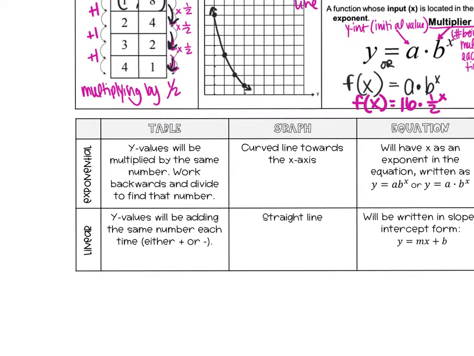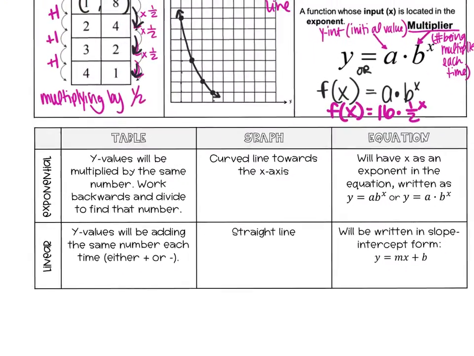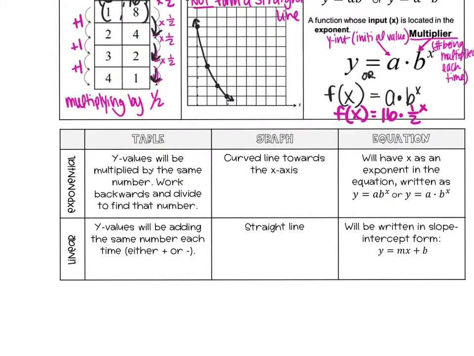Okay, and this is just kind of a reminder down here on this table in case you need to look back. So for exponential, like we just looked at, the y values are multiplied by the same number, so you can work backwards and divide to find that number. The graph is a curved line towards the x-axis, as we saw here, and the equation will have x as an exponent in the equation written like this. Or they can also stick a and b together instead of putting that dot in there.